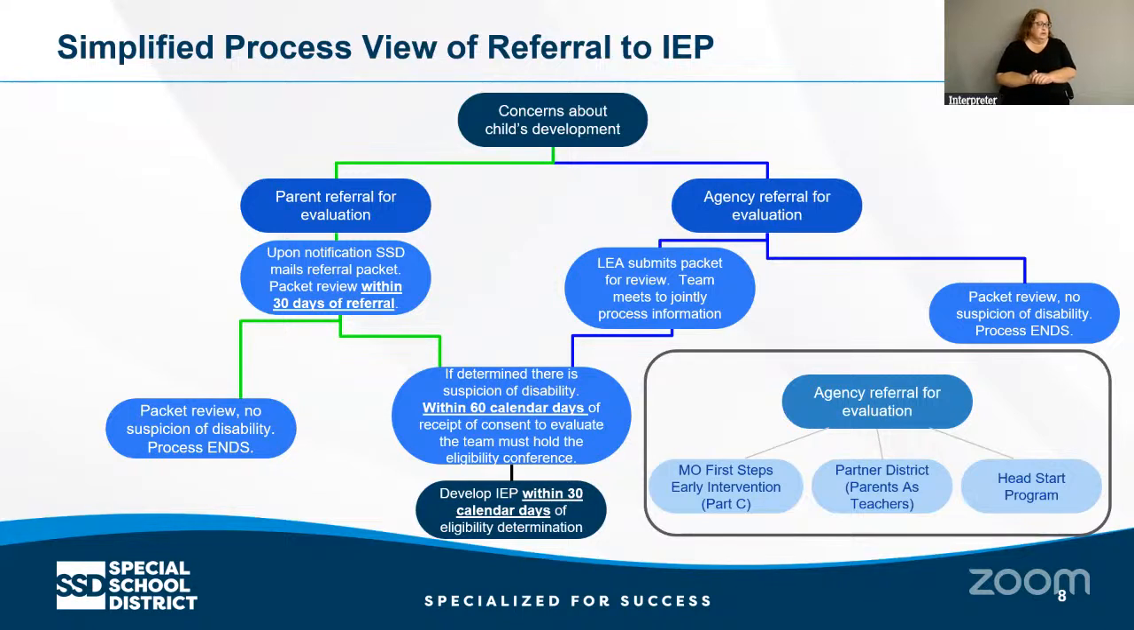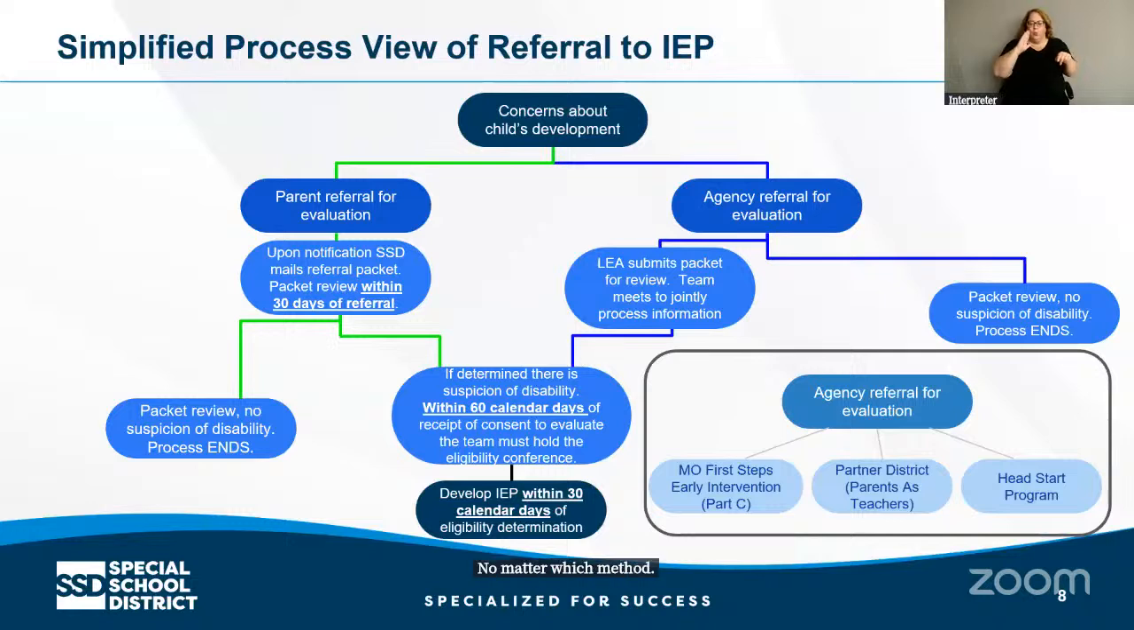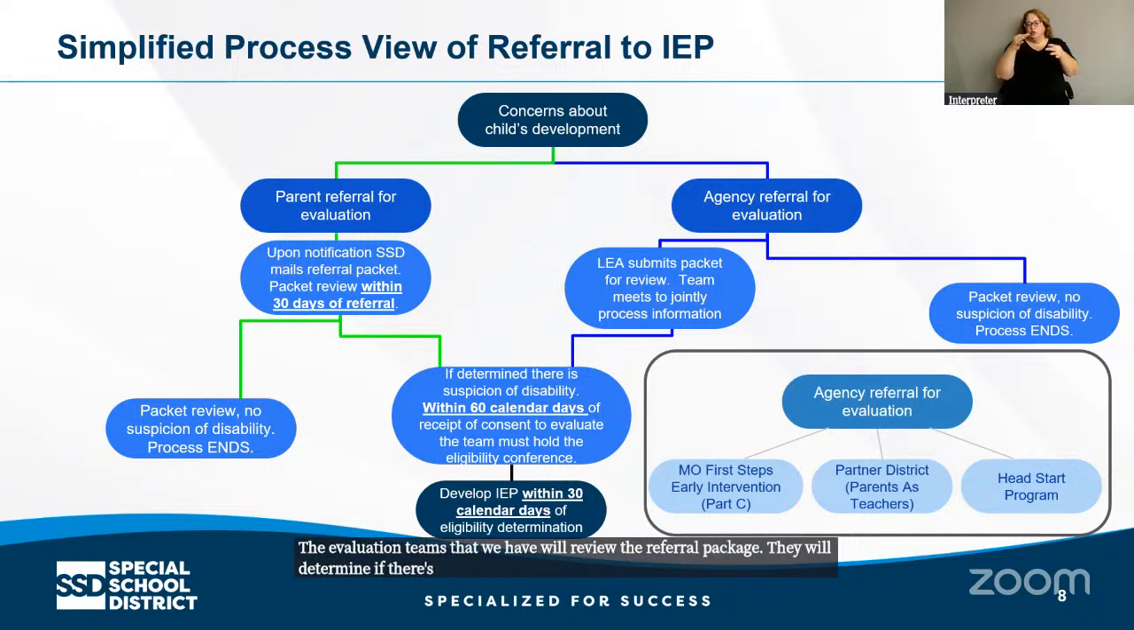So this is a very simplified process view of the referral. So parents will have concerns, and there are 2 ways that you can proceed. You can do a parent referral, or you can do an agency referral. No matter which method you use, you will end up at the same endpoint. The evaluation teams that we have will review the referral packet. They will determine if there's suspicion of a disability, and they will proceed.